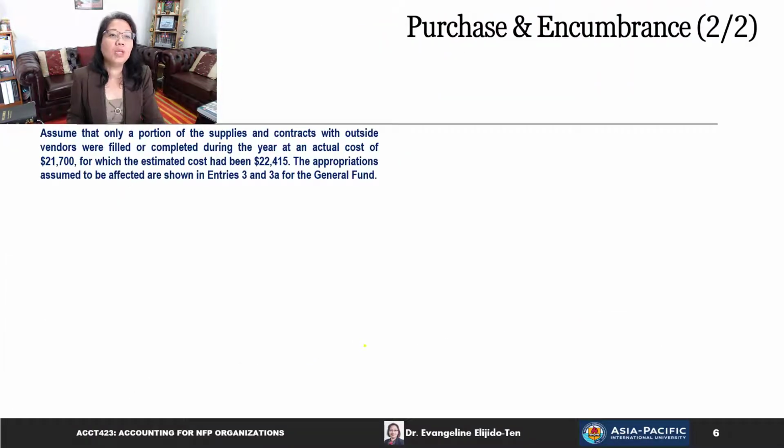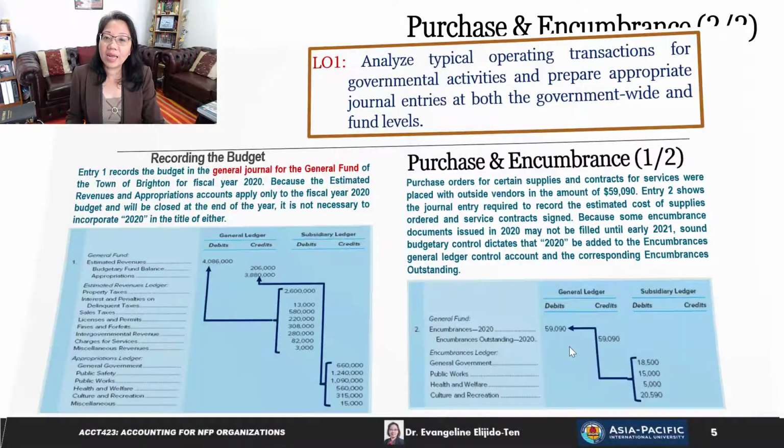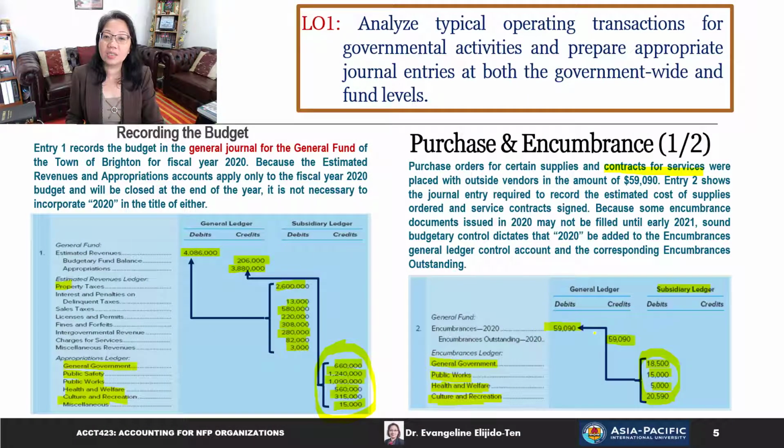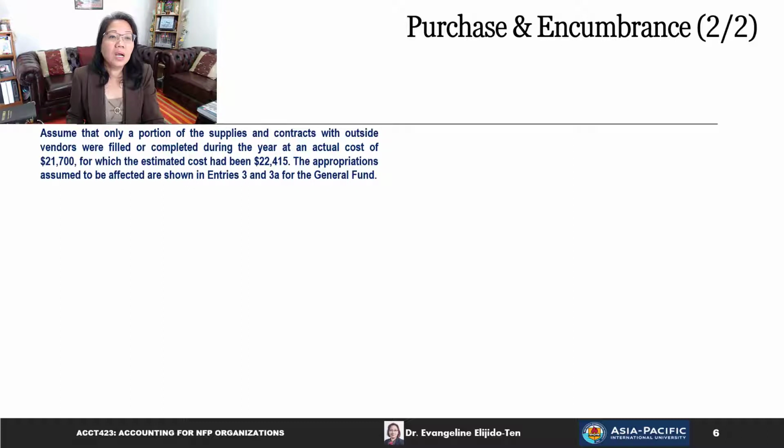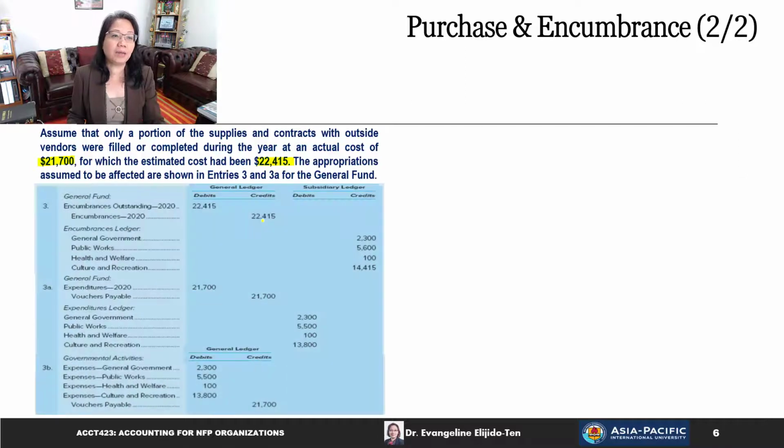Now let's assume that only a portion of the supplies and contracts with outside vendors were filled or completed during the year at an actual cost of $21,700, for which the estimated cost had been $22,415. Notice we have encumbered $59,090 in journal entry number 2. Some of that has already been delivered to us. The actual cost is $21,700, but the estimated cost for that was $22,415 as per the contract. So how do we enter that?